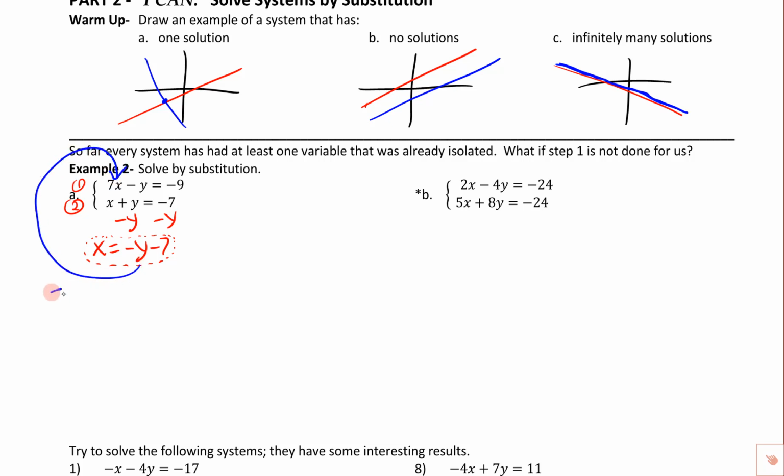So here's what we've got. We've got 7, and I'm going to put this in parentheses, times x minus y equals -9. So I've saved a place for it. I'm going to plug this in parentheses. Again, really good habit. So wherever this equation was asking for an x, we're not going to give it an x. We're going to give it -y minus 7.